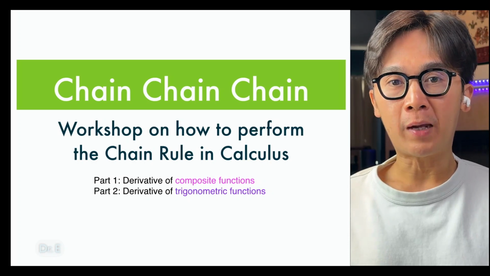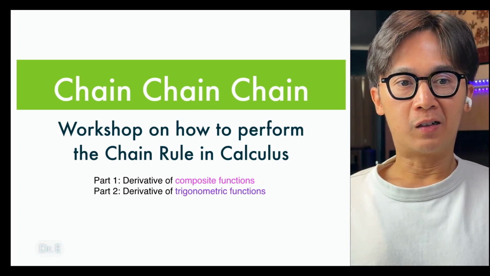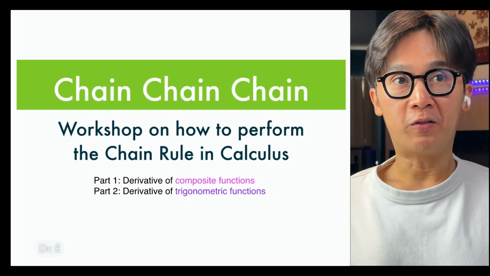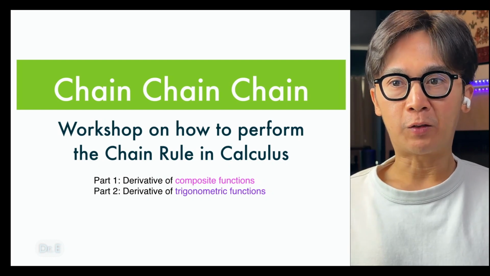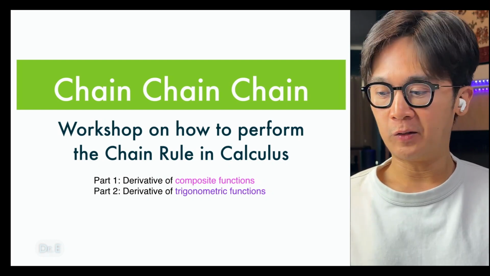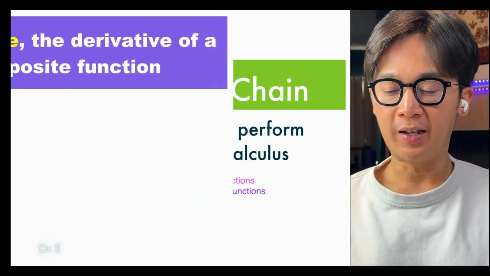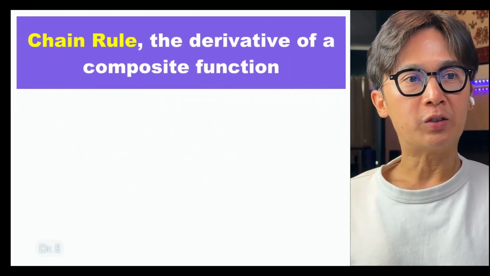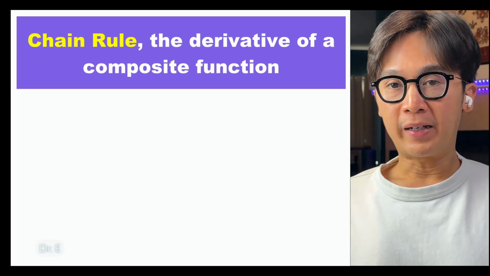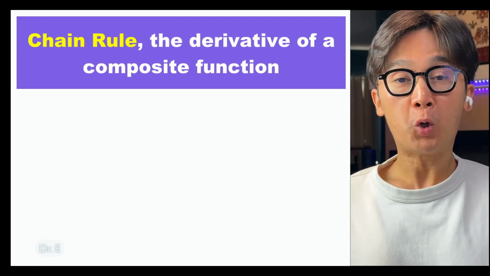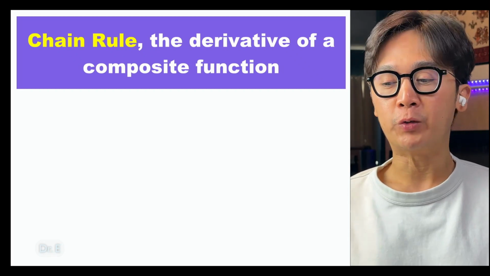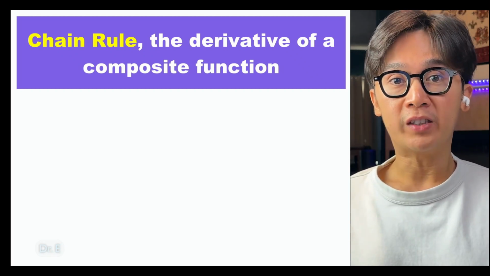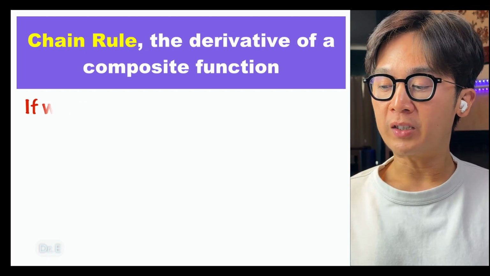To be able to follow our lesson for today, you need to know how to use the basic rules of the derivatives. So let's start with our first example on how to use the chain rule. The chain rule, by definition, is the shortcut or the derivative rule that we use to find the derivative of composite functions. And what are composite functions?